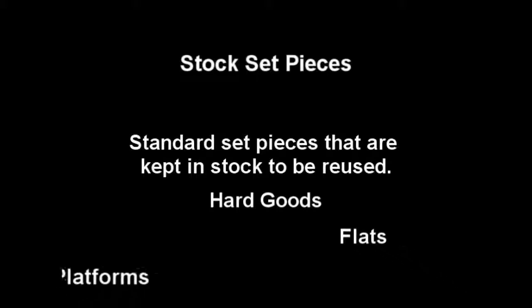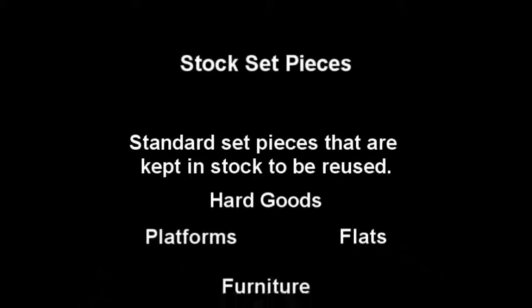Stock set pieces are usually put into one of two categories: hard goods or soft goods. It's simple enough to determine what stock pieces go into what category. Set pieces that are hard, that cannot be folded, are categorized as hard goods and are stored and used in a different way than soft goods are. We will look at the two most common types of hard goods used as stock scenery: flats and platforms. We will also see how furniture is utilized in the category of hard goods.